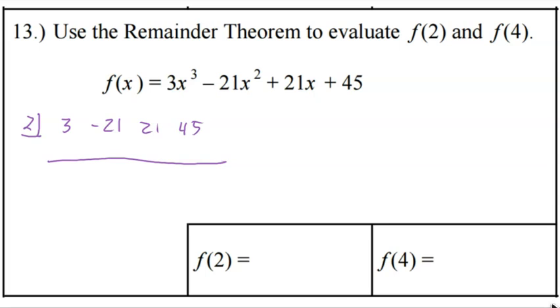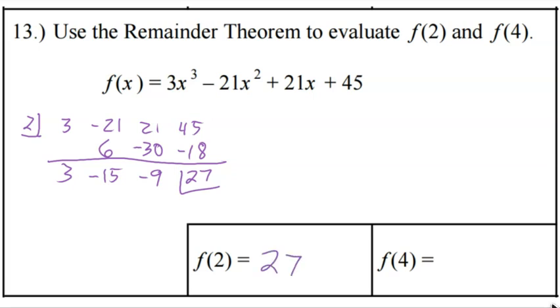And so let's go ahead and do our synthetic division. We'll bring down the 3. 3 times 2 is 6. 6 plus negative 21 is negative 15. Negative 15 times 2 is negative 30. Negative 30 plus 21 is negative 9. Negative 9 times 2 is negative 18. Negative 18 plus 45 is 27. And therefore, our remainder is 27. And therefore, f of 2 is equal to 27.